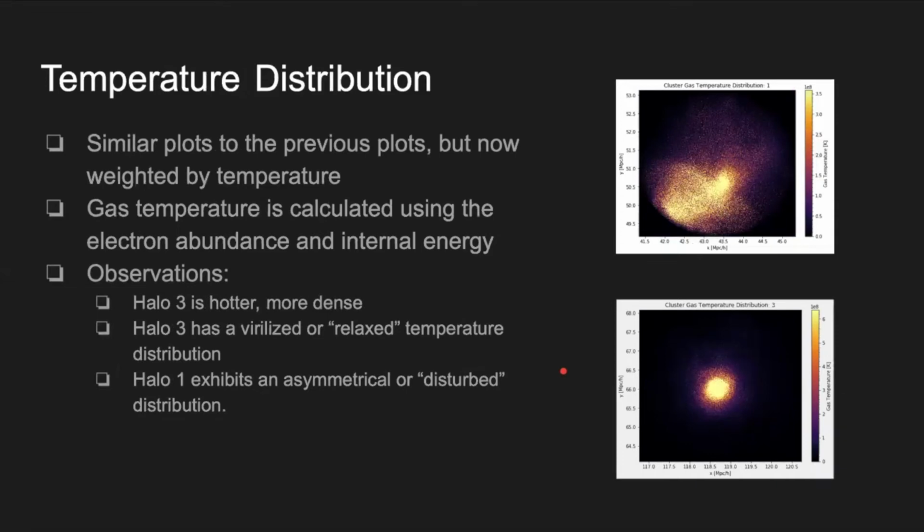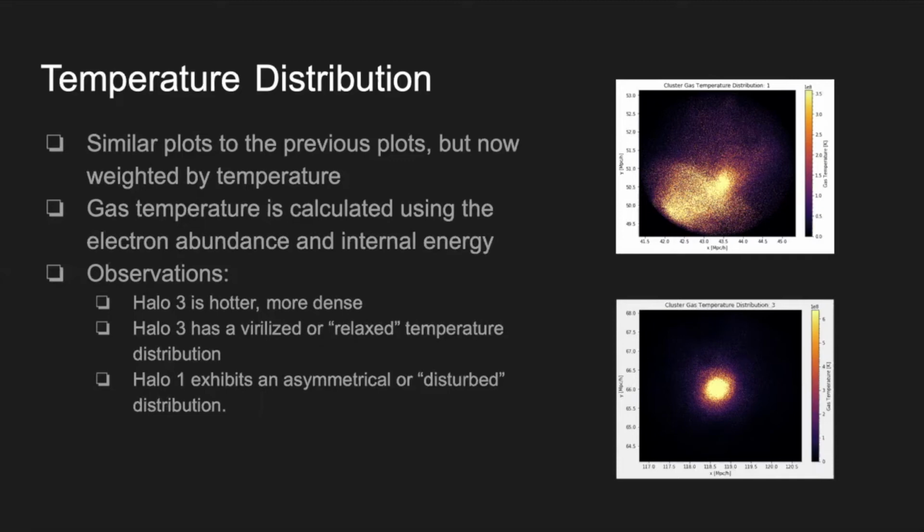Temperature distribution. These are very similar to the plots before, and they show the X and Y position on the axes, but now they're weighted by temperature. If you look here, this color map will tell you the temperature of the actual gas particles. One thing about Illustris, it does not directly give you the gas temperature, but rather you can calculate it from the electron abundance of the gas and the internal energy of the gas, which is all pretty well documented.